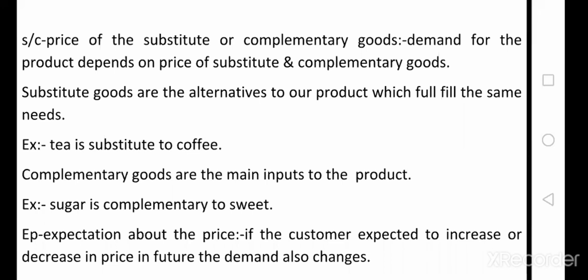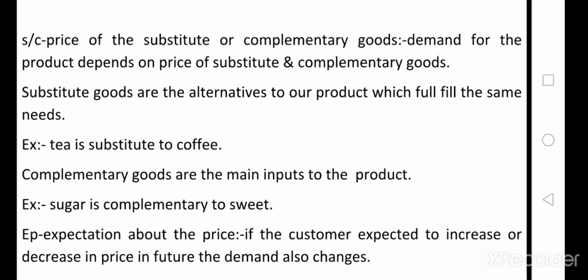So sugar is a complementary for sweet. If the sugar price increases, the sweet price automatically increases. By increasing the sweet price, the demand for the sweet decreases. If the sugar price suddenly decreases or falls, the sweet price also decreases, so the demand for the sweet increases. So depending upon the complementary goods price, the demand for our product changes. That is one of the determinant factors.